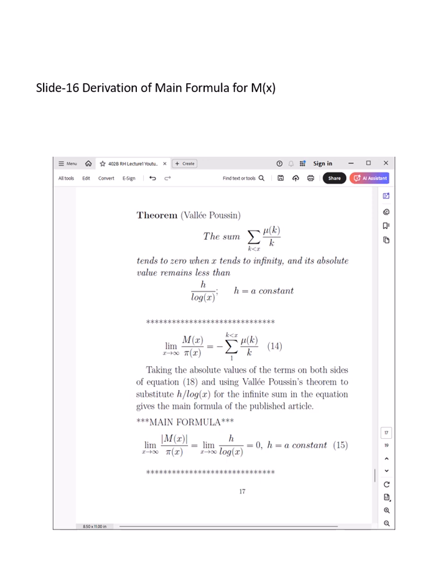Here is de la Vallée Poussin's theorem. The sum of mu of k divided by k tends to 0 when x tends to infinity, and its absolute value remains less than h divided by log x, where h equals a constant.